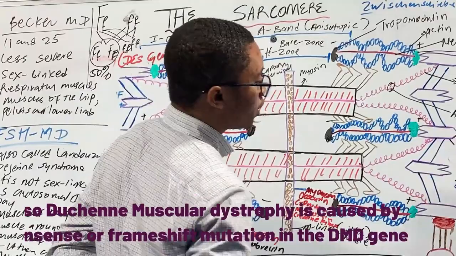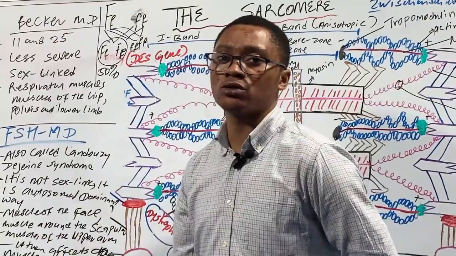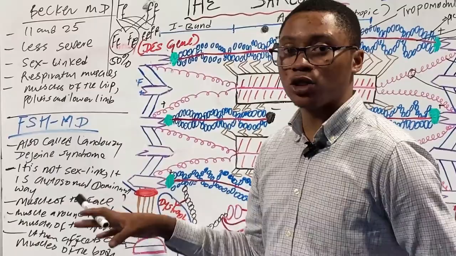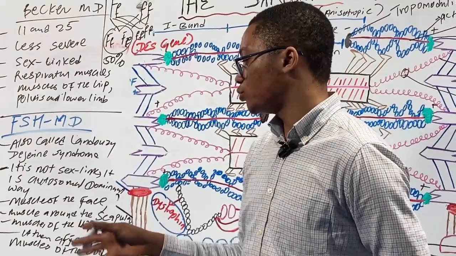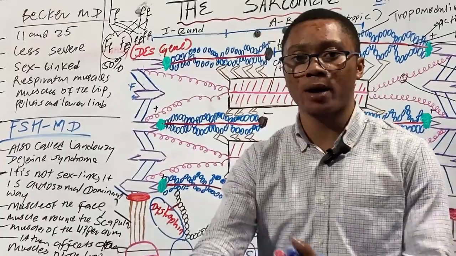Coming here, we talked about facioscapulohumeral muscular dystrophy, also known as Landouzy-Dejerine syndrome. It is autosomal dominant, it is not sex linked, which means the father can pass it to the children. It affects muscles of the face, muscles around the scapula, and muscles of the upper arm. So these are the muscles it affects.